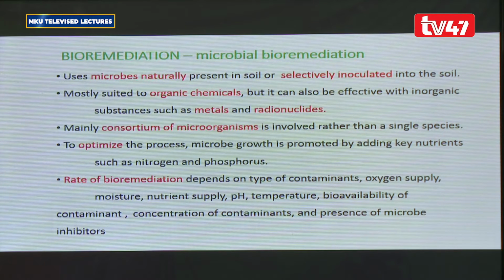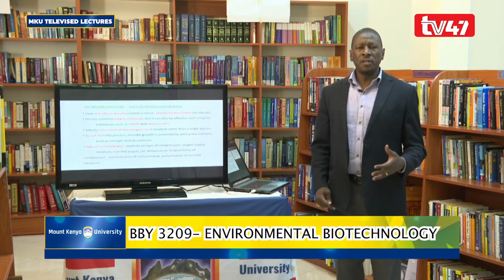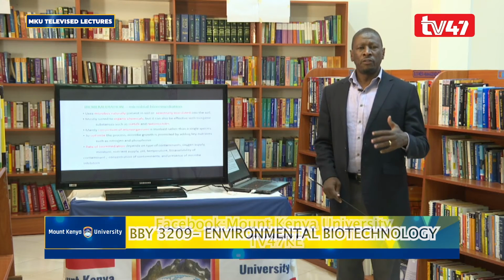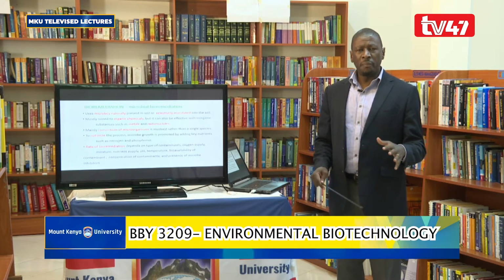Most of the time, the contaminants we target are organic chemicals, but in certain cases, some microorganisms could be effective with inorganic chemicals or substances such as metals and radionuclides. And most of the time, the microorganisms are not used as single species. We use a consortium of microorganisms to ensure that different environmental conditions will result in different microorganisms being able to remove the contaminant from the environment.